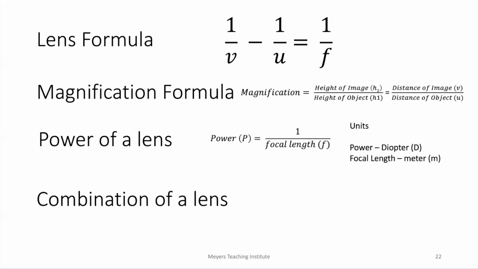Now, if we combine lenses, as in microscopes or telescopes, with two lenses having focal lengths F1 and F2 kept in contact with each other, the combination has an effective focal length given by the formula 1 upon F equals 1 upon F1 plus 1 upon F2. So if the powers of the two lenses are P1 and P2, then the effective power would be P equal to P1 plus P2. That holds when considering the power of the two lenses being used.